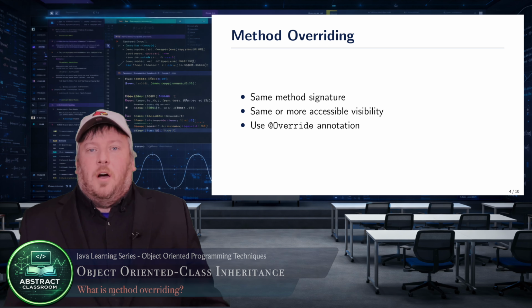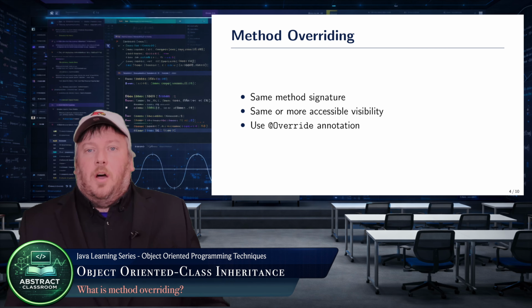A subclass can override methods from its parent class to provide specialized behavior. To override a method, the method name and parameter list must match exactly. The return type must be compatible, and visibility cannot be reduced. Using the @Override annotation helps catch errors at compile time and makes the intent clear.